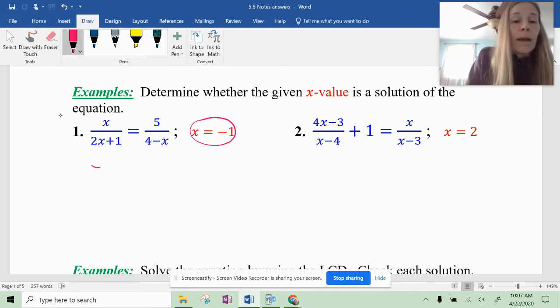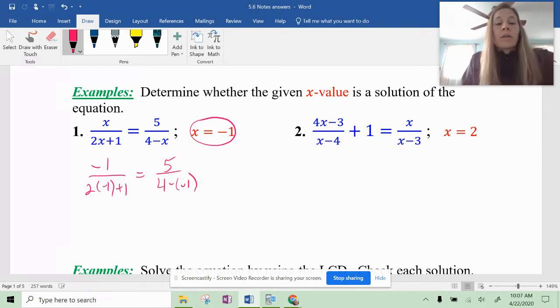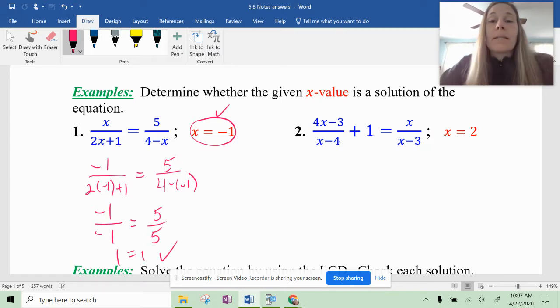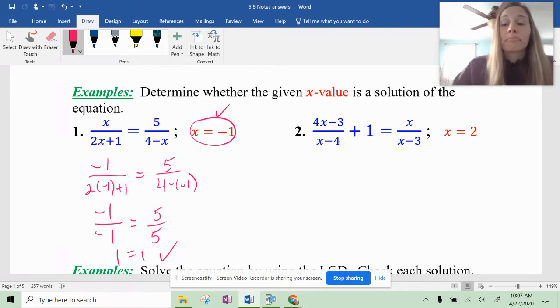So in this one, I would have -1 over 2 times -1 plus 1. And on the other side of the equal sign, I have 5 over 4 minus -1. So on the bottom here, 2 times -1 is -2. -2 plus 1 is -1. And then over here, 4 minus a negative would become addition. So basically you have 1 equals 1. So then you know that, yes, -1 is a solution.